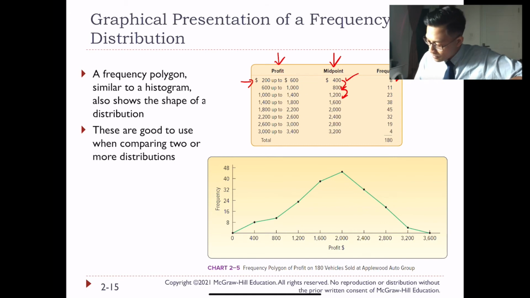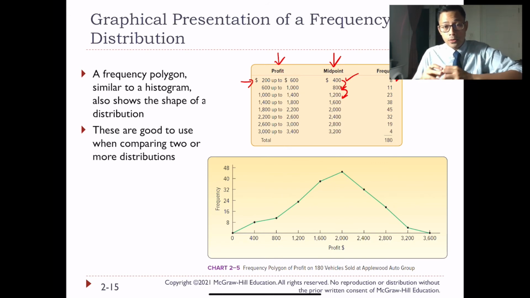Now, for each midpoint, what you're going to do is identify the frequency, which is already available for you. So what you can do is plot the midpoint on the horizontal axis, and then identify the frequency for each midpoint in the graph. For example, here for a midpoint of 400, you have a frequency of 8, and so on and so forth.